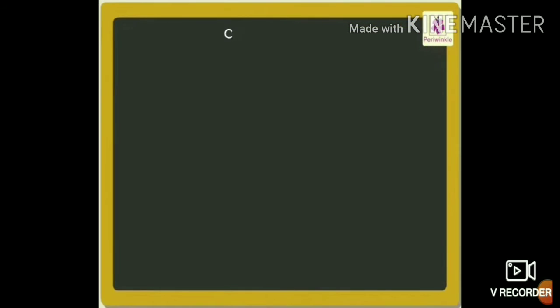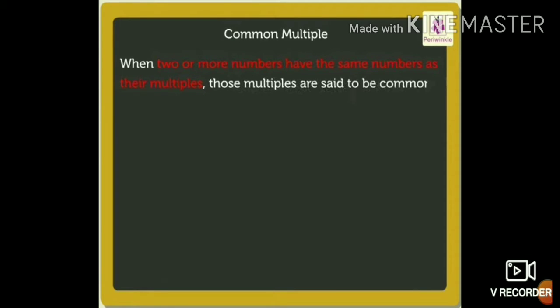Today in class we learn about the least common multiple, that is LCM. What is a common multiple? As you already know, when two or more numbers have the same numbers as their multiples, those multiples are said to be common multiples, right? So what is the least common multiple?